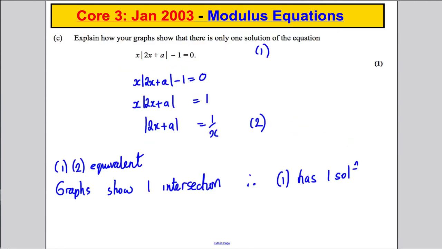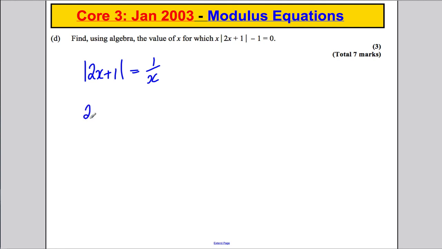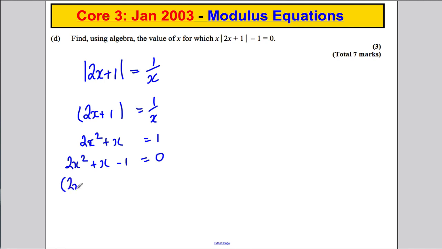So all we've got to do is pick out the right side there, and what we're solving is the positive of that is 1 over x. Multiply both sides by x, I get 2x squared plus x is 1. Subtract 1 off both sides, 2x squared plus x subtract 1 is 0. Can I factorise: 2x, x, plus 1 and negative 1 is 0, and therefore x is equal to a half, or x is negative 1.